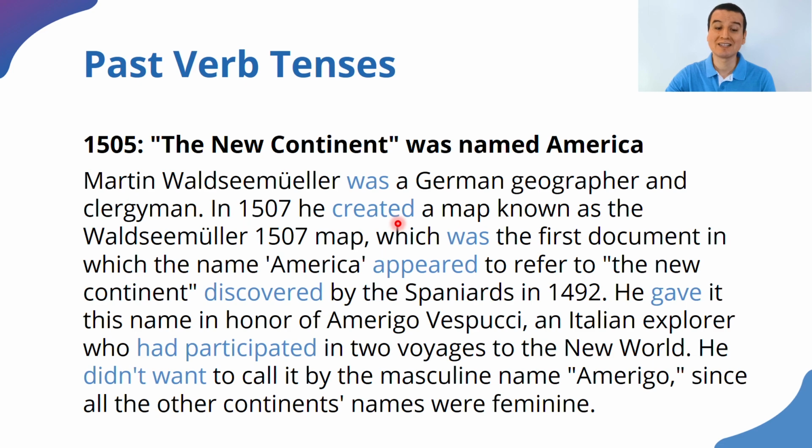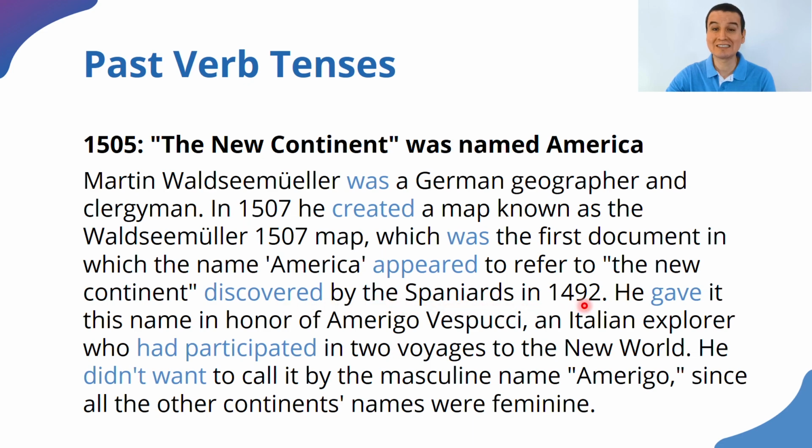Waldseemüller 1507 map. That's the name of the map. So he created the map, which was the first document in which the name America appeared to refer to the new continent. What happened to the continent? Discovered by the Spaniards in 1492.